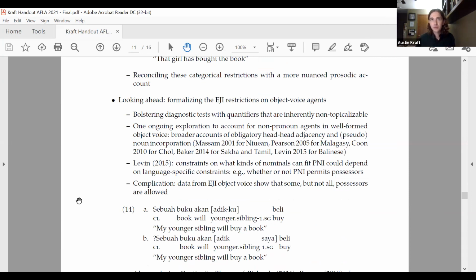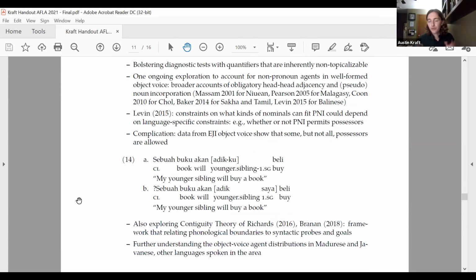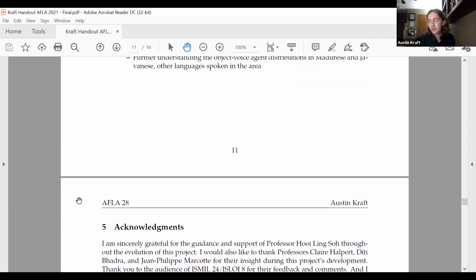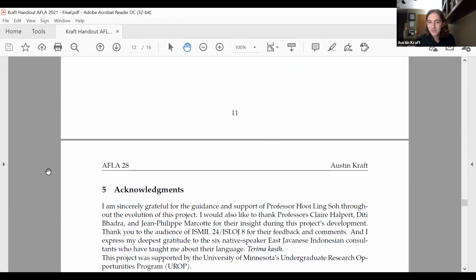So looking both to these accounts as well as those that take, say, phonological boundaries and domains and their relationship with syntactic dependencies as well. Finally, understanding the object voice agent distributions in the languages spoken in the area around Malang, around where this data was gathered, to overall get a more holistic picture of what's going on in the syntax and prosody of object voice in East Javanese Indonesian.